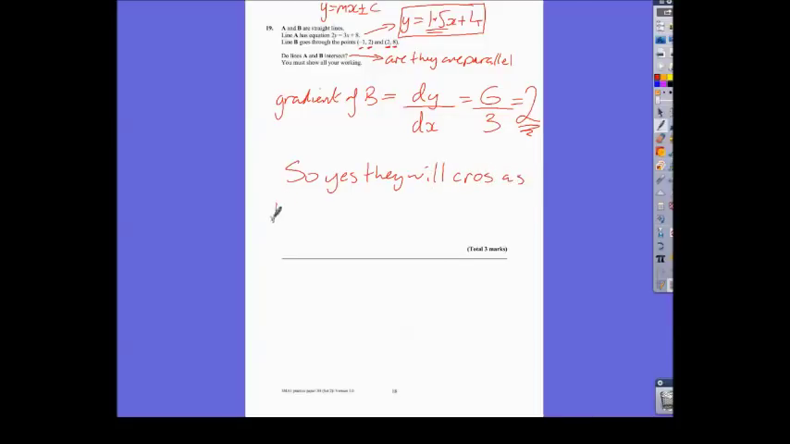as they have different gradients. Again, writing in full sentences what we found.